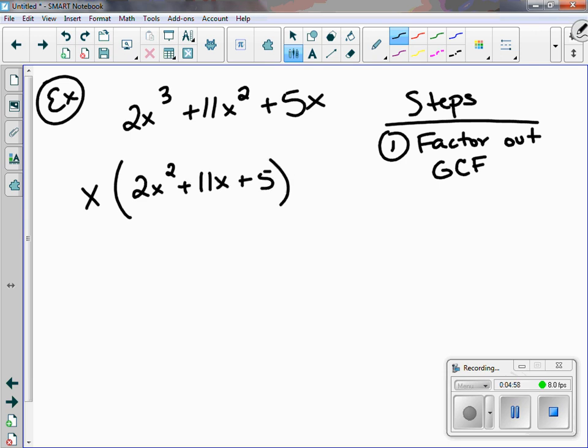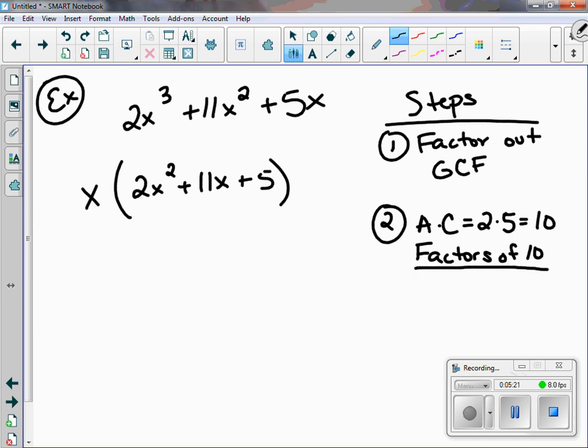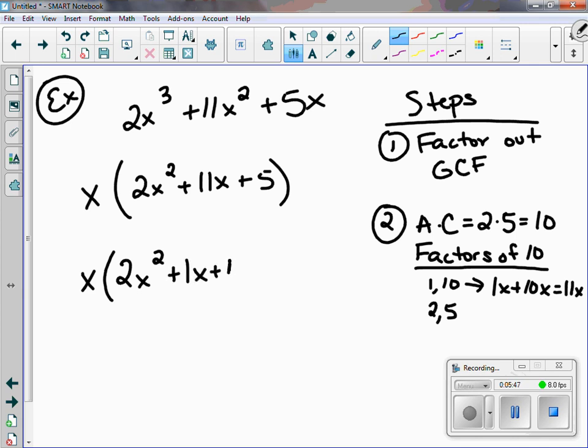So now I'm going to use my AC method. And we've done this before in which A is the 2 and C is the 5. So I'm looking for factors of 10. So in this case, I'm going to list them out vertically. I've got 1 and 10 and 2 and 5, and we're trying to find the BX. So that's my breakdown. This x is going to hang out the whole time. You can't just cancel it out. I'm just going to tell you that now. So I've got 2x squared plus 1x plus 10x plus 5. Again, that x has to hang out the whole time.